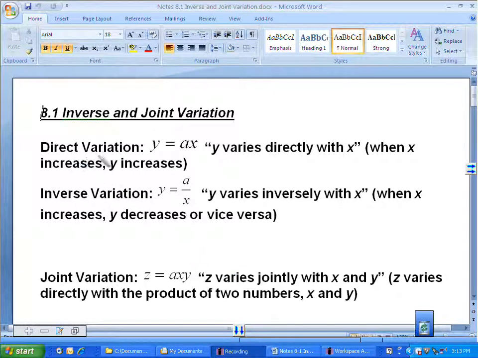We've studied direct variation in previous chapters. Here's our direct variation equation. Y varies directly with x, with a being our constant of variation.